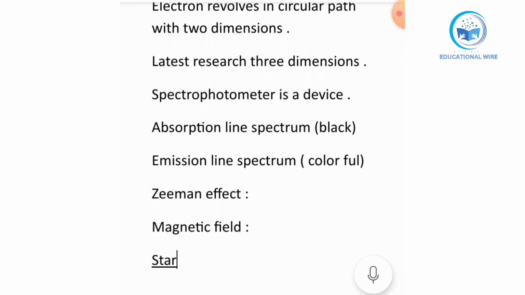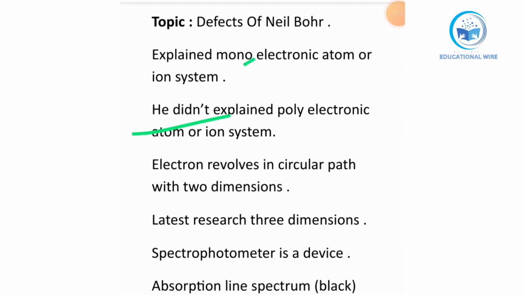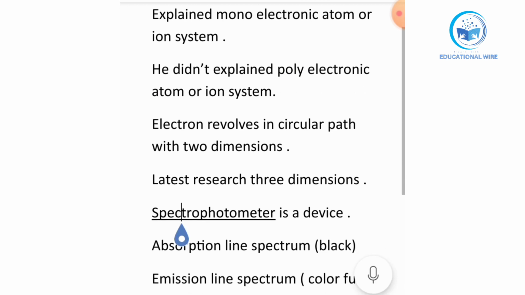Next is the Stark effect. Stark also studied line spectrum. As Zeeman passed it through a magnetic field, he passed it through an electric field, with positive and negative. He observed the same thing: when it passes through, it splits into different, fine lines.